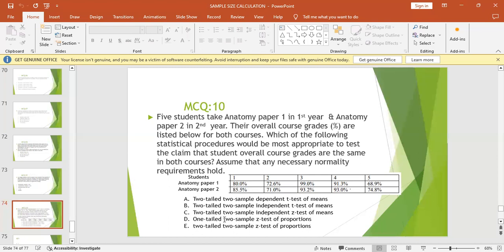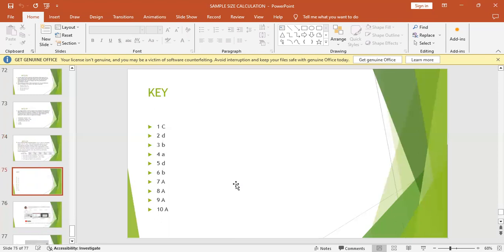A. B. Yes, it's A, the two-tailed two-sample dependent t-test for means. We have to prove that the grades remain the same. We do not have to establish whether their grades are greater than the first year or lesser than the first year. So we will apply the two-tailed dependent sample t-test. These are the keys of the MCQs.